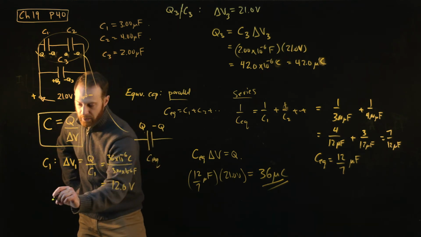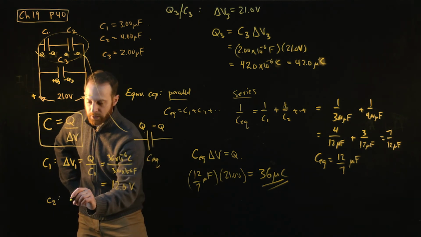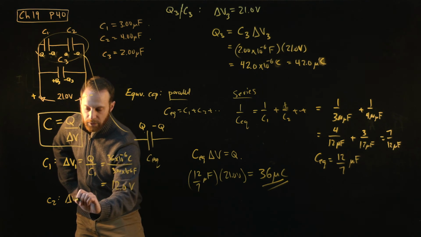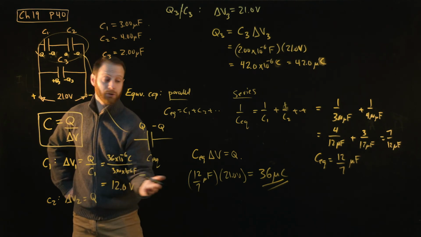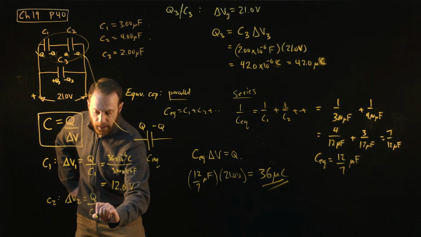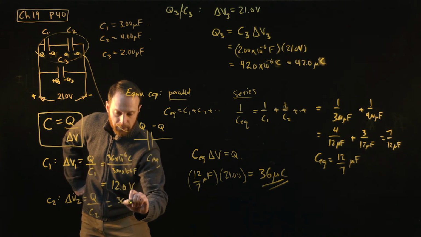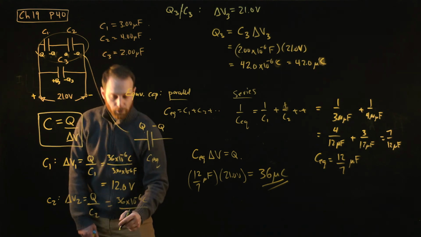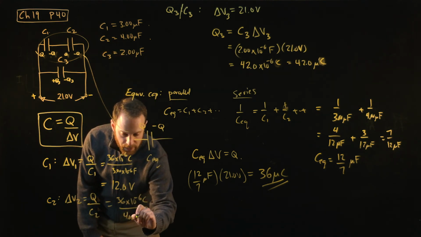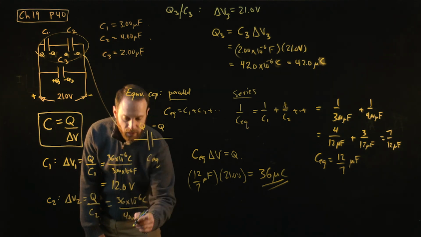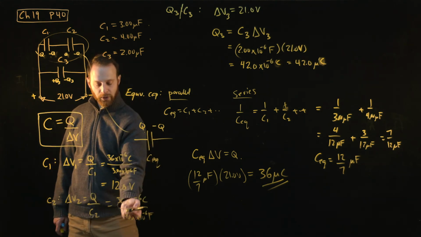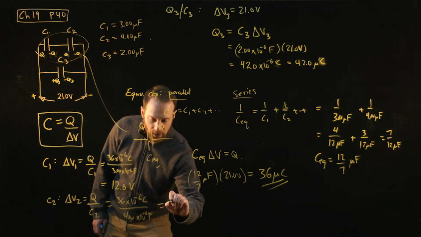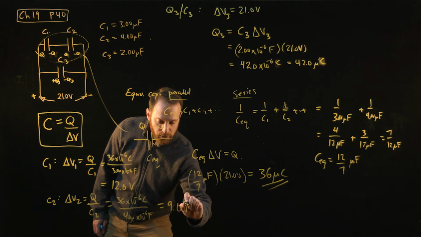And the same thing can be said of the same process for the second capacitor. Delta V on the second one is equal to its charge, well that's just Q, divided by the second capacitance, that's the 36 times 10 to the minus 6 coulombs divided by the capacitance, which is 4.00 times 10 to the minus 6 farads. The 10 to the minus 6's cancel. 36 over 4, that's 9. This is apparently 9.0 volts.